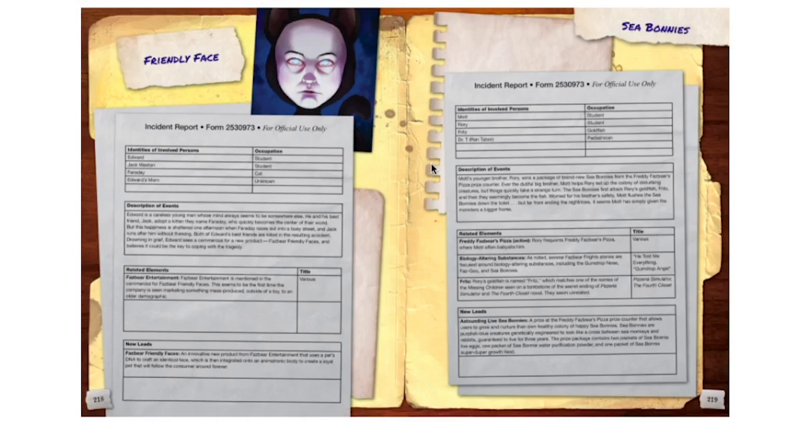Okay, so now we've got Friendly Faces. We have Edward and Jack, who are friends, they're students. We've got Faraday, who is a cat. I love how the occupation is just cat. And Edward's mum, who is unknown.